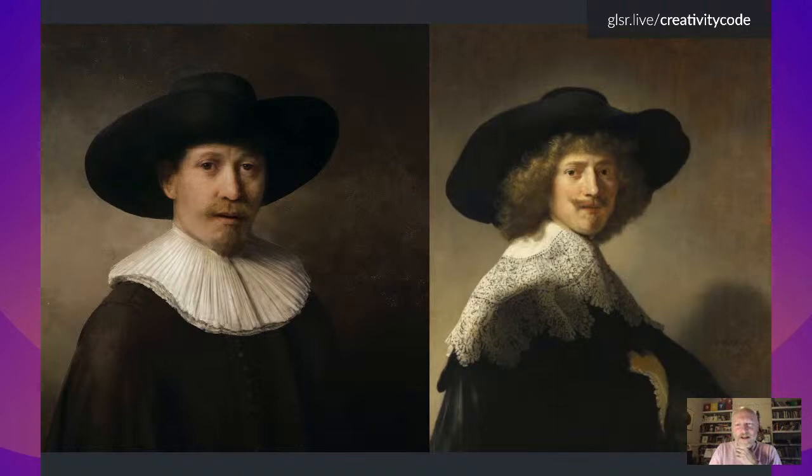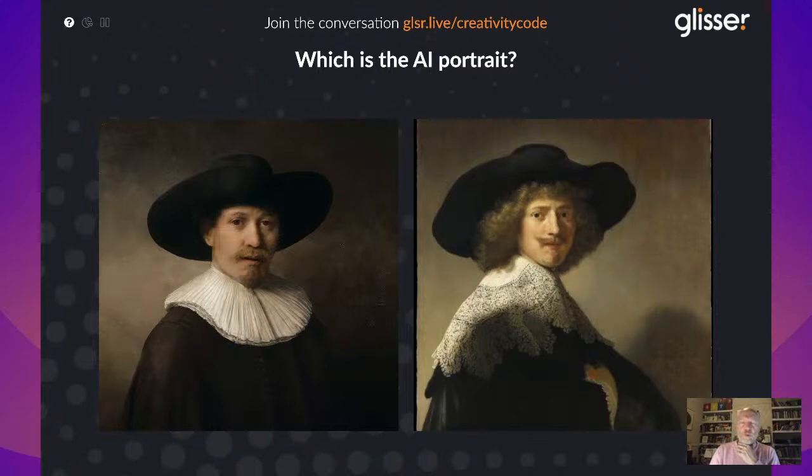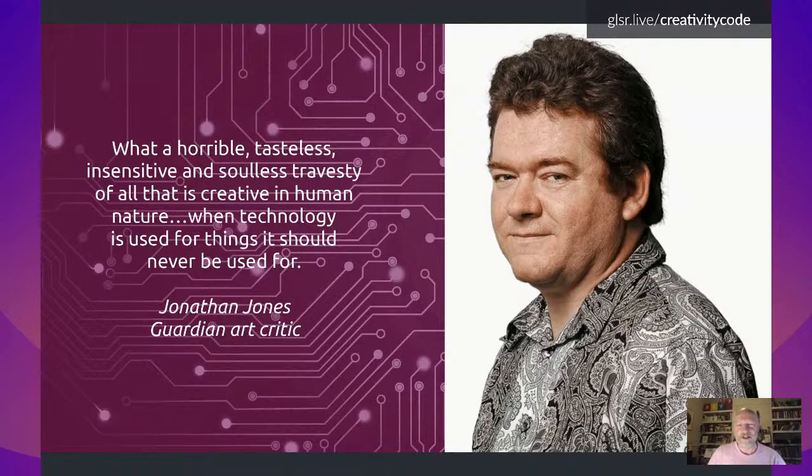So you might say, well, what's the point of this? Quite a few people were kind of angry: we have wonderful Rembrandts, so why do we need pastiche making more Rembrandts? This is what Jonathan Jones thought about this. He's the art critic in The Guardian, and he hates anything to do with AI and art. He wrote, what a horrible, tasteless, insensitive, and soulless travesty of all that is creative in human nature when technology is used for things it never should be used for. But frankly, anyone who wears a shirt like that, I don't particularly trust as an art critic, actually. But I think he has got a point.